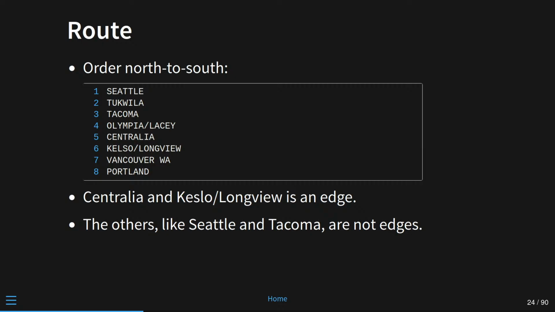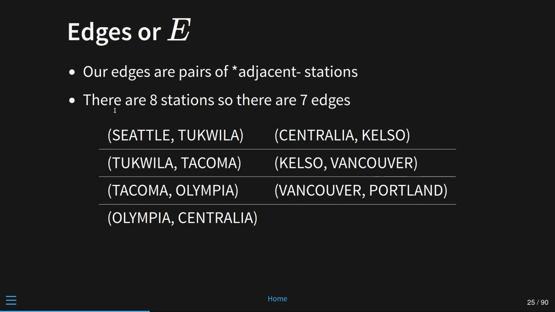And that's great. Okay, so remember how I said these sets weren't ordered? Unfortunately, I am but a mere mortal. I am not a set theorist. And so I had to put these in order to understand them. Centralia and Kelso Longview is an edge. Seattle and Tacoma are not edges, because they're too far apart. Okay, so our edges are pairs of adjacent stations.